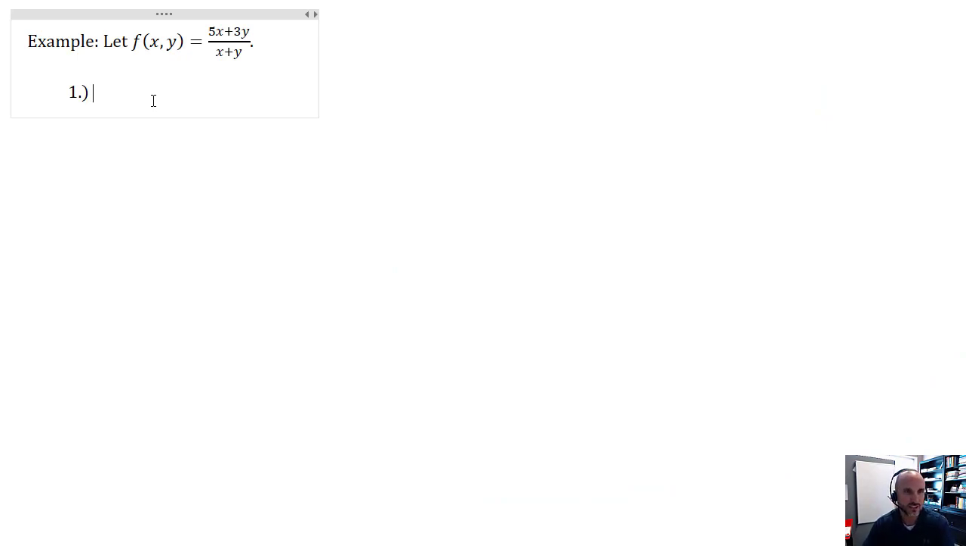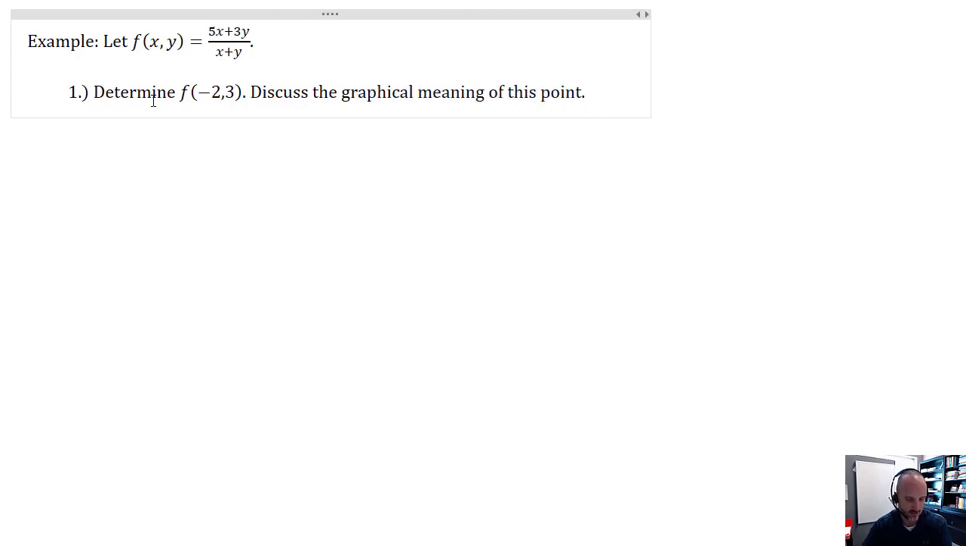But let's do something with it. Let's determine, let's say, f of the input, the ordered pair, -2, 3. Okay, and furthermore, let's discuss the graphical meaning of this. Oh, I gave it away. Shoot. Discuss the graphical meaning of this. So, all right. So this means that x is -2 and y is 3.